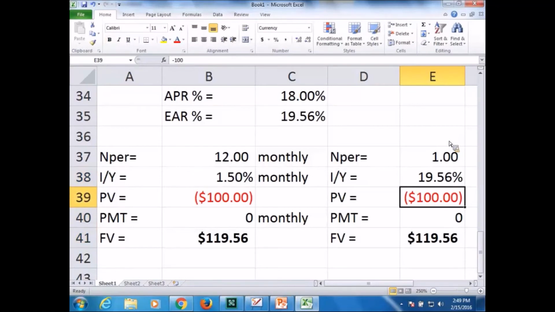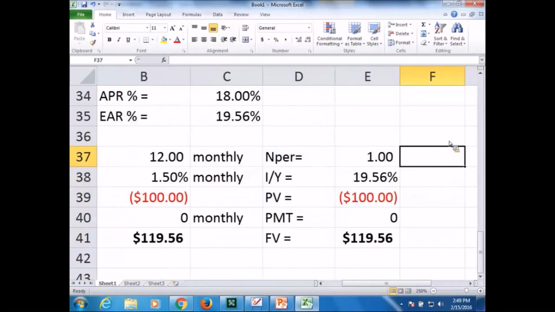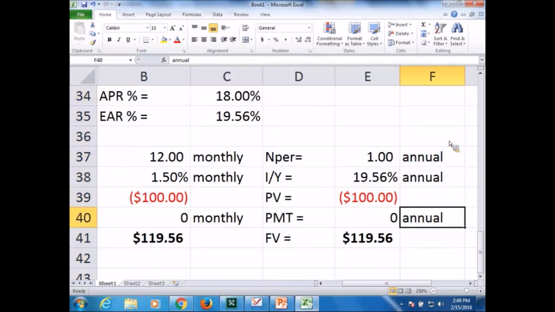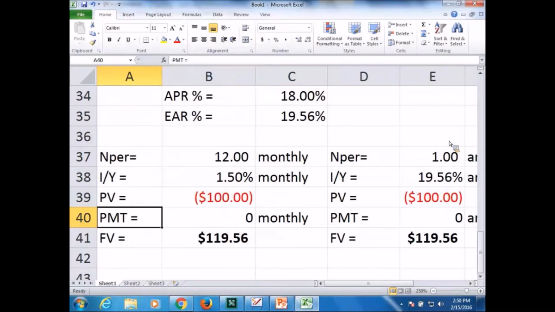What we are doing is called interest rate equivalence. We're trying to find a rate that will make the 18% annual with monthly compounding equal to 19.56% with annual compounding. And then you see that the future value under both cases is the same. They are basically the same, but one is annual, the other is monthly.